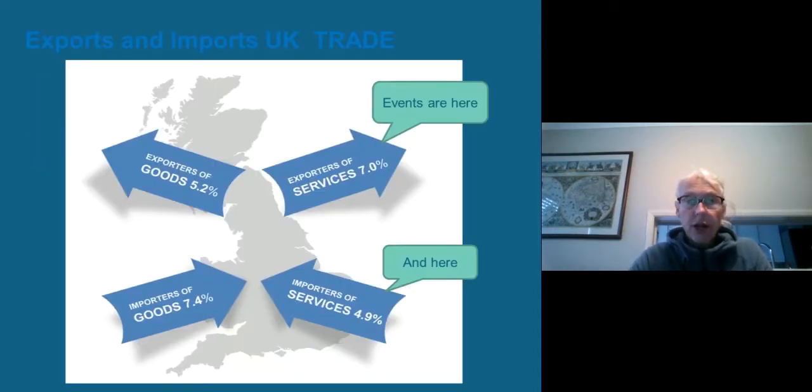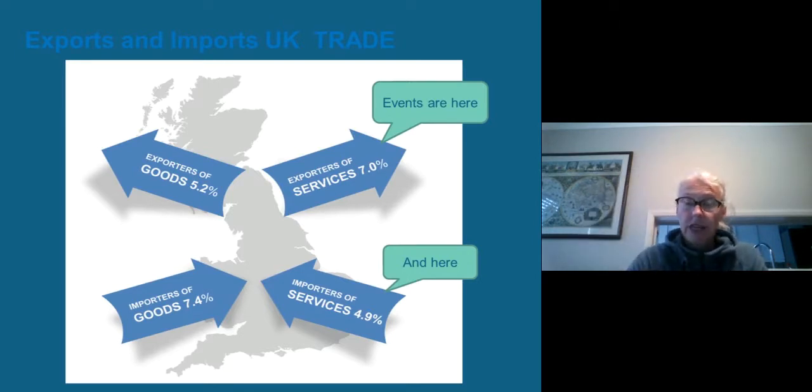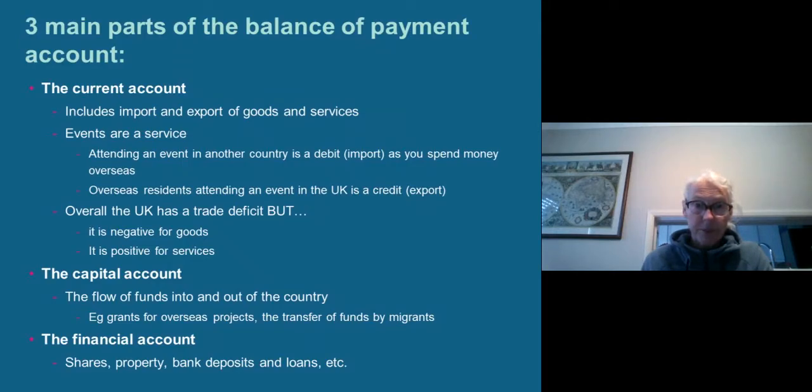So, if we look at exports and imports in UK trade, you can see from this diagram that actually we're more likely to import goods than export them. So actually, on balance, we import more goods into the UK than we export them. But if we look at services, we export more services than we import. And that's where events sit. So events are in both of those areas of services, and we are exporters of services, and events contribute to that. So that's why we're quite important in terms of this balance of trade.